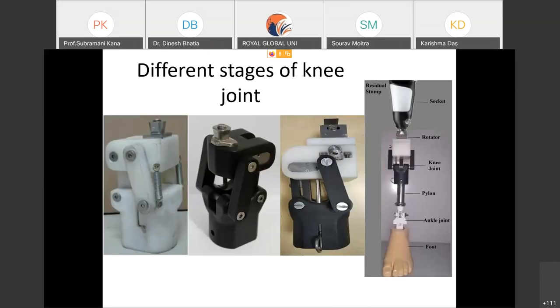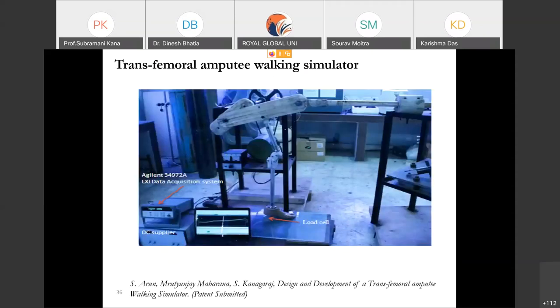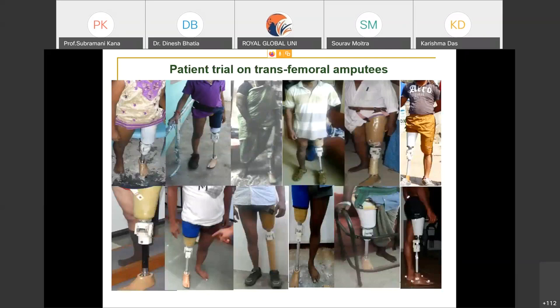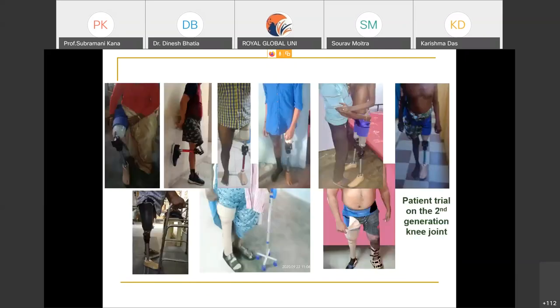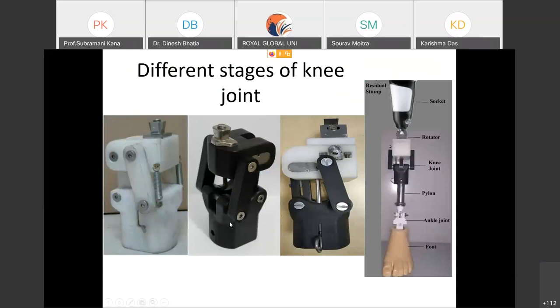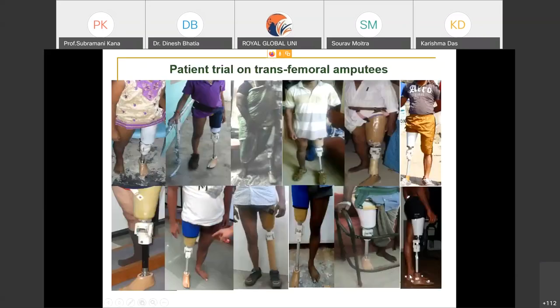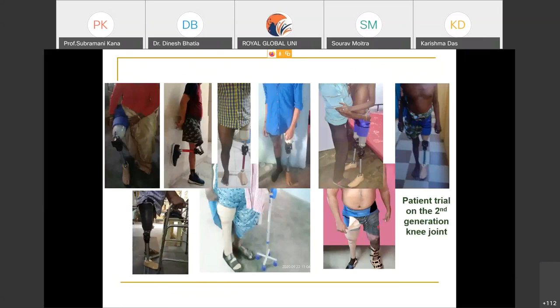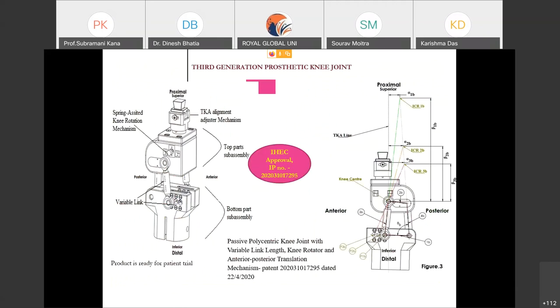And then another one we are working on is the knee joint. Okay, this is a third generation knee joint that we are working on. This is for the transfemoral amputee, a testing unit, the first version. We have tested it on around 12 patients, more than that, and we got feedback. Based on that, we designed a second generation. This is the first generation patient trial, and this is the second generation patient trial. Here you can see around 9 people. And the beauty is that bilateral amputees we have also tested. And this is the third generation.